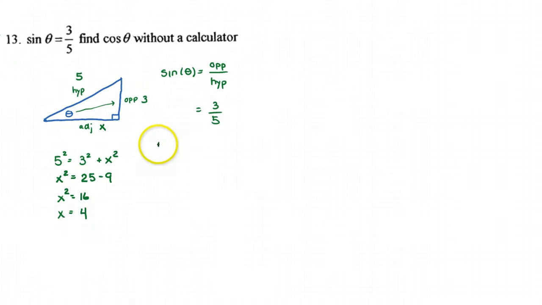So we know that if sine theta is equal to 3 over 5, then cos theta, which is defined as the adjacent over the hypotenuse, would be 4 over 5. And this question is done.